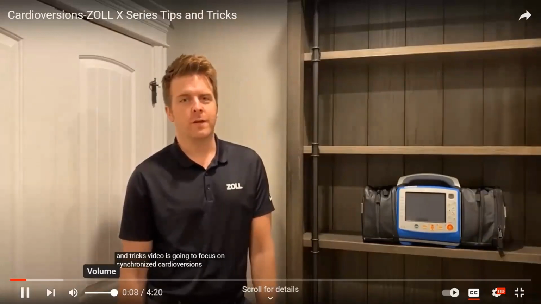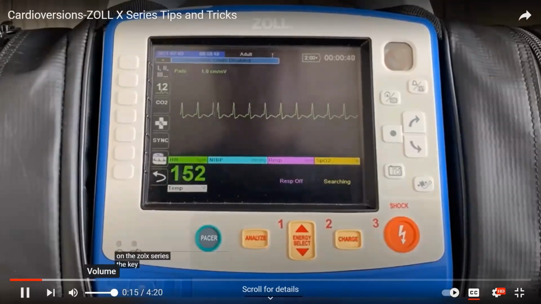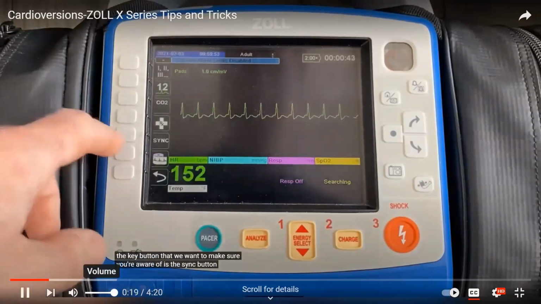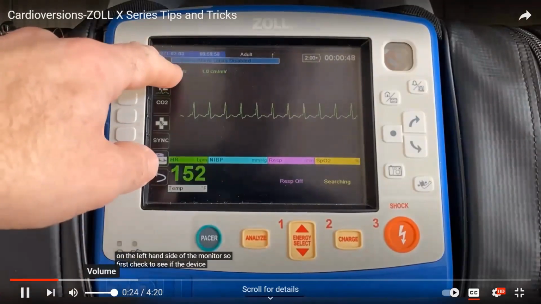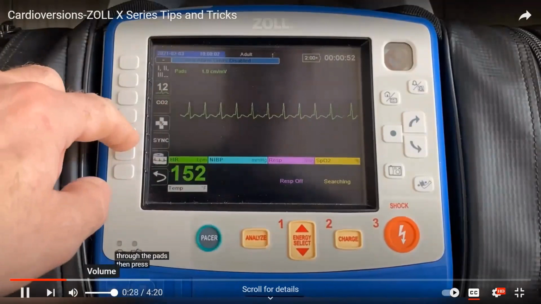Today's Zoll X Series tips and tricks video is going to focus on synchronized cardioversions. So let's take a look. To successfully cardiovert on the Zoll X Series, the key button you want to make sure you're aware of is the sync button on the left-hand side of the monitor. First check to see if the device is in pads mode and you're picking up a rhythm through the pads. Then press sync.